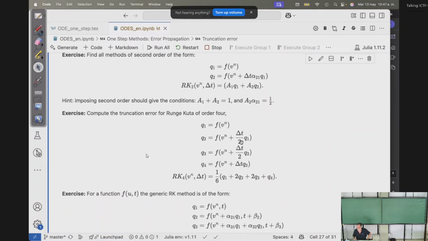And here you can compute the truncation error for Runge-Kutta, and Runge-Kutta 4 is this algorithm, right? So you have to substitute here this f, this f, this f. So take the Taylor expansion of all these f's around B_n, and you will get the error.